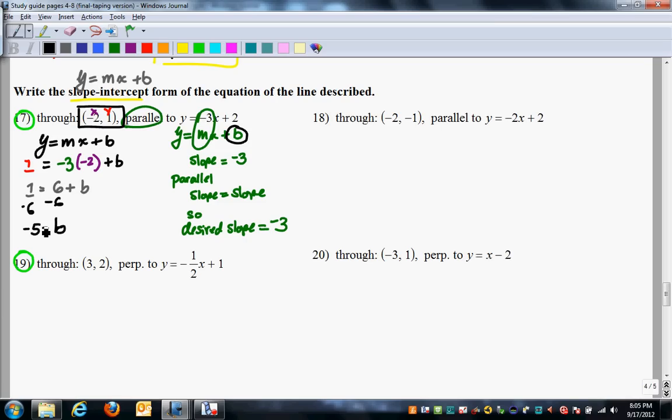So our final equation is going to be, I'll do this in hot pink. We want it to go through that point and parallel to this line. y equals mx plus b. The final equation is y equals negative 3x minus 5. That is your final answer there.